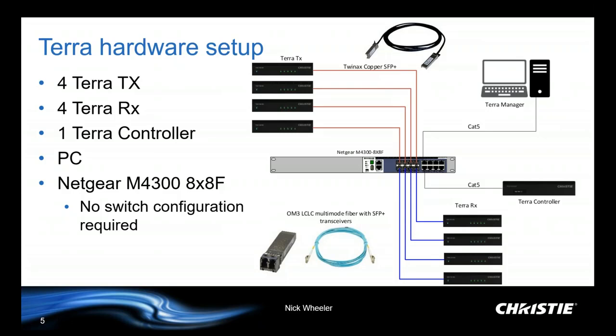I've got 4 twin-ax copper SFP+ cables going from the TX to the switch, and then I've got some OM3 fiber going from the switch to the RX. The Netgear is standard out of the box. There's no configuration required on that. I didn't touch it at all. So it's really simple. It's plug and play with SDVoE, which is great.